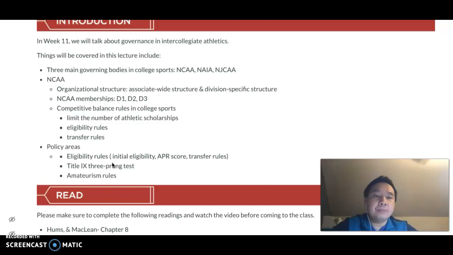And also in the policy area, we are going to focus on 3 policies. The first one is eligibility rules, and the second one is Title IX. I'm going to provide a little more explanation about Title IX in the lectures. And the last one is amateurism rules. So you can go and watch the videos later.